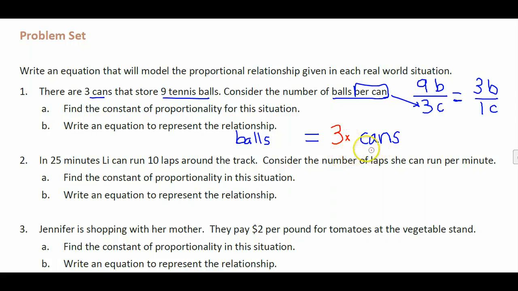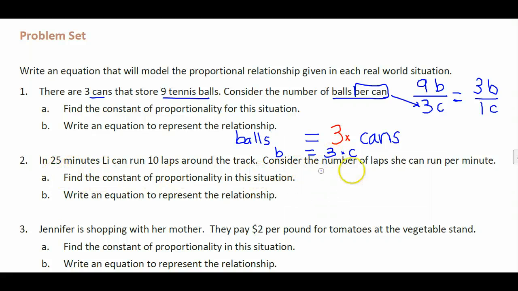So I can test this. If I have 1 can, how many balls do I have? Well, 1 times 3 is 3. 3 balls in 1 can. So my equation can be B equals 3 times C. The number of balls equals 3 times the number of cans. So if I had 2 cans, and multiply that by 3 to find the number of balls, 6.